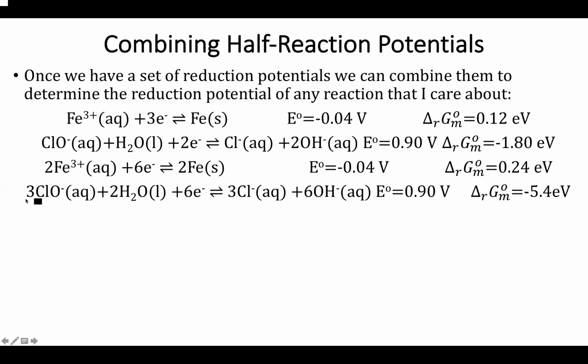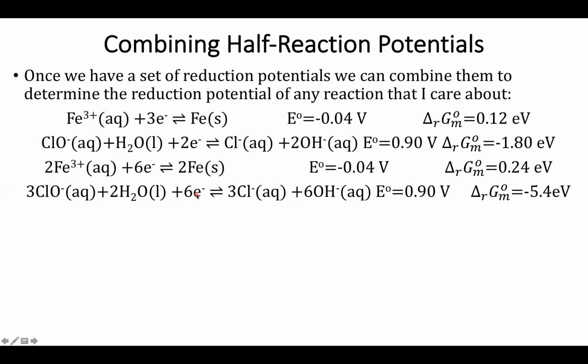We do a very similar thing with my hypochlorite. I multiplied this reaction by 3. Potential remains unchanged, but my Gibbs free energy also becomes multiplied by 3. So this is going to allow me to combine these two reactions, as now we'll notice that all of the electrons will essentially cancel out.